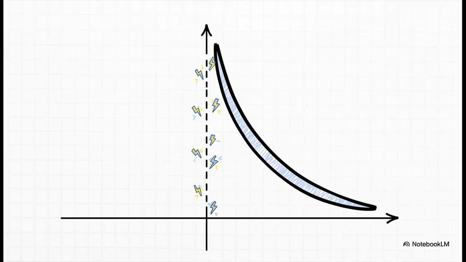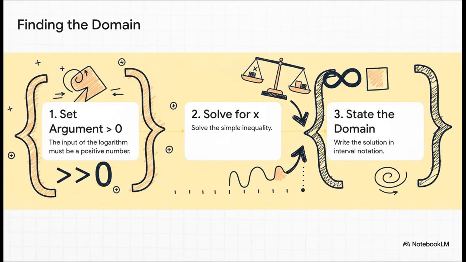Well, it creates this invisible barrier, kind of like an electric fence. It's a vertical line that the curve will get closer and closer and closer to, but it will never ever touch it or cross it. We call this barrier a vertical asymptote. And you know what the best part is? You can always figure out exactly where this barrier is with a super simple 3-step process. You just take whatever's inside the log's parentheses, set it to be greater than 0, and solve for x. That's it. It works every single time and tells you the function's domain.